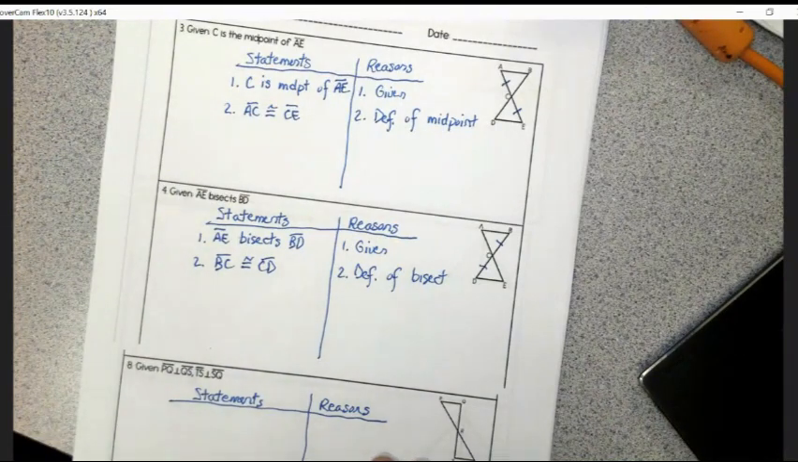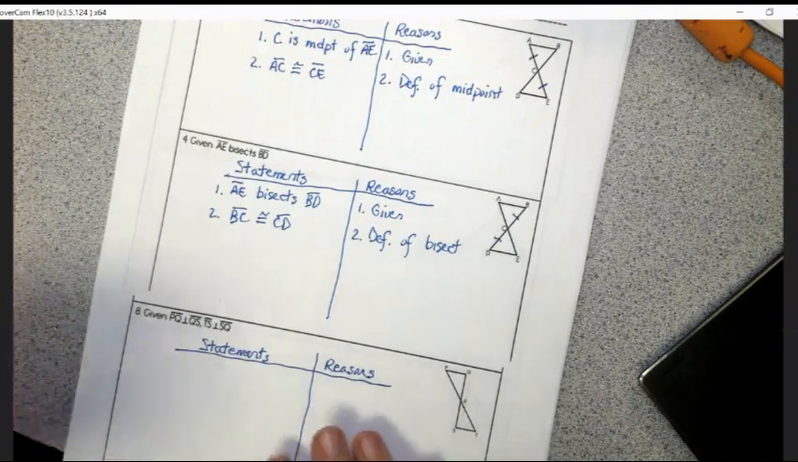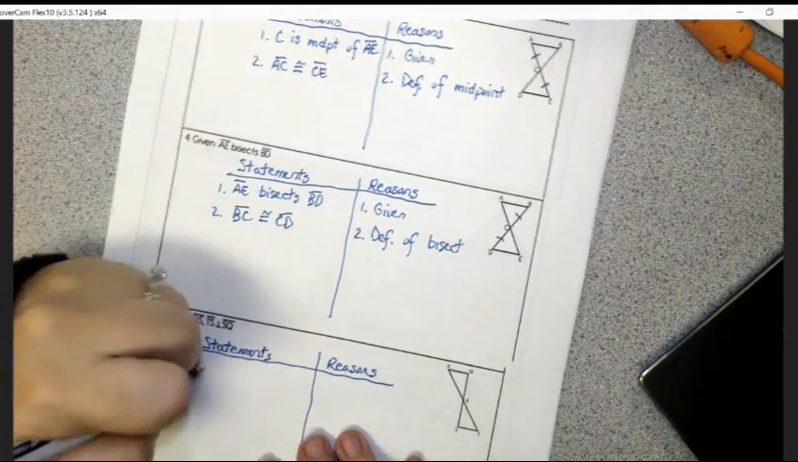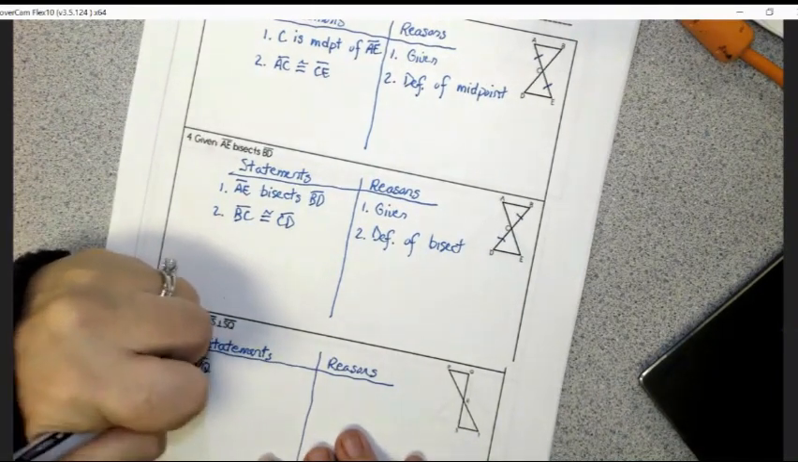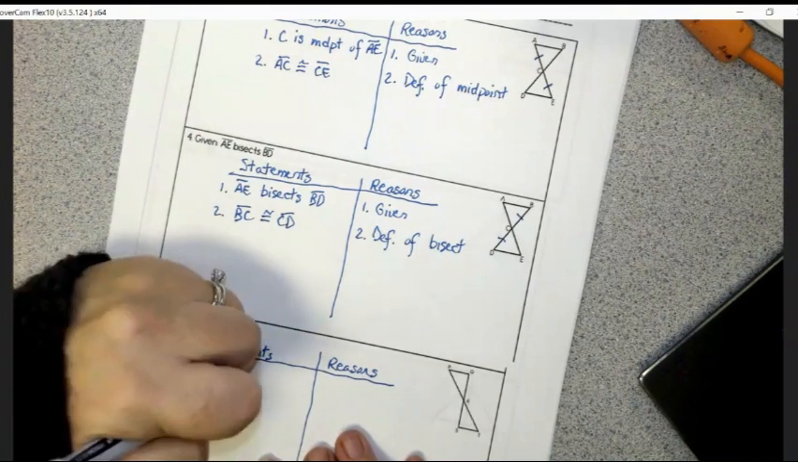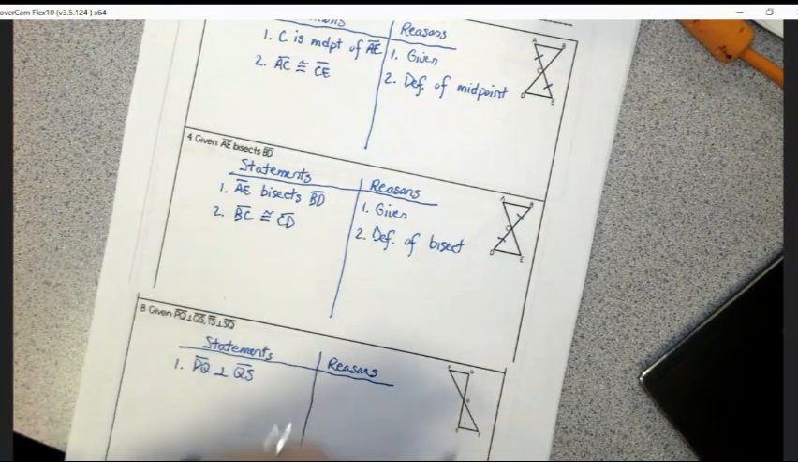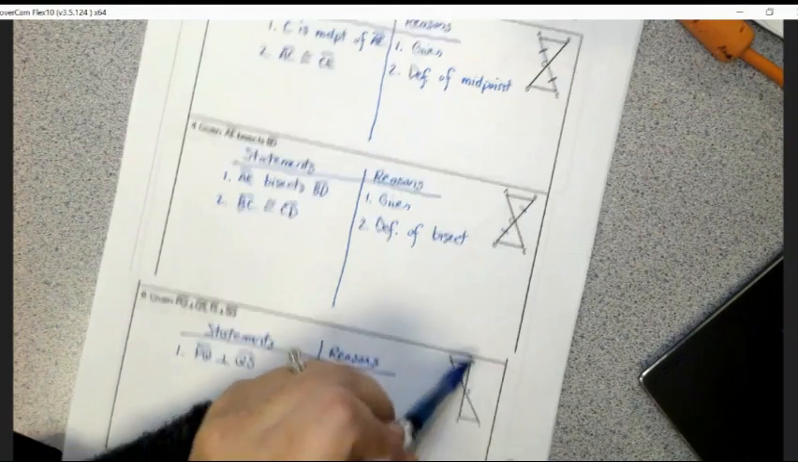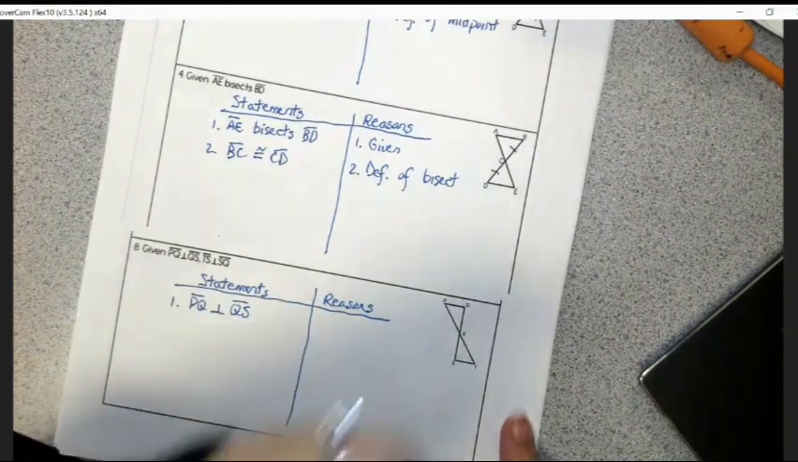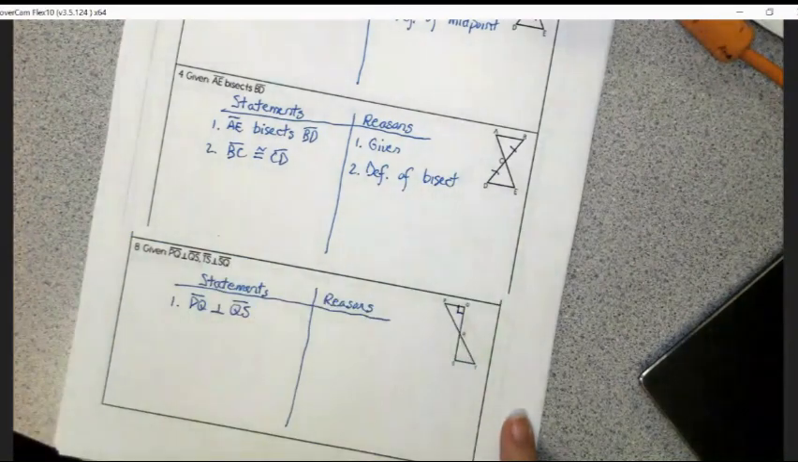Then the next one, we have PQ is perpendicular to QS. So if PQ is perpendicular to QS, that means that has to be a right angle.